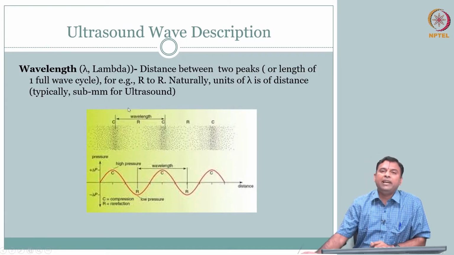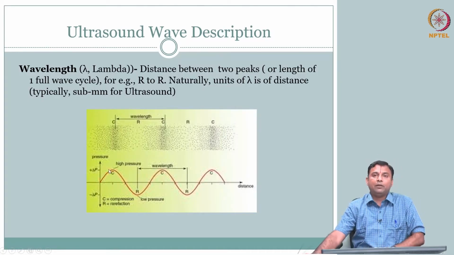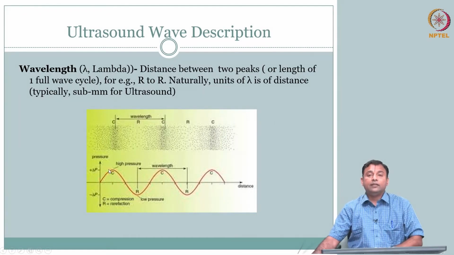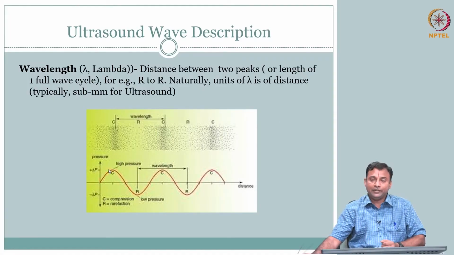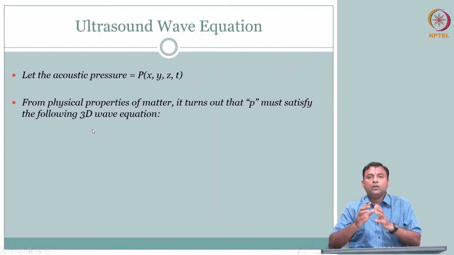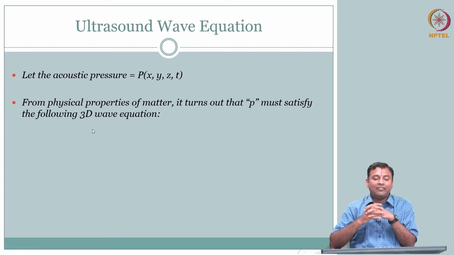Typically we get sub-millimeter. This is an important parameter because it is very related to the resolution of the modality. Sub-mm lambda is achievable in ultrasound. Okay. So now we will jump into talking about the wave equation.